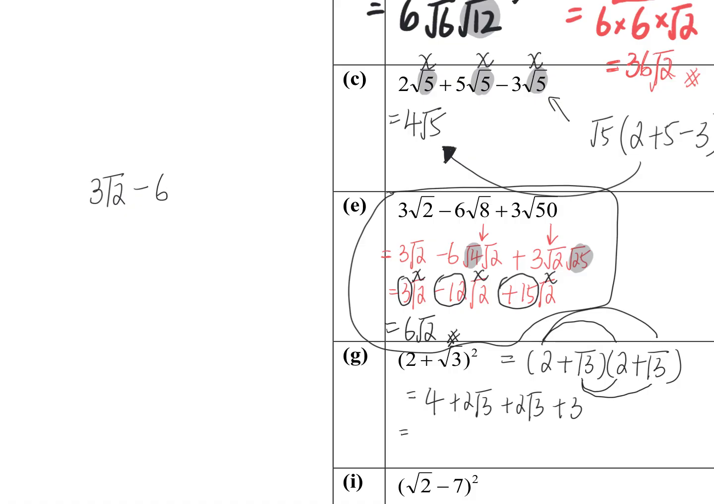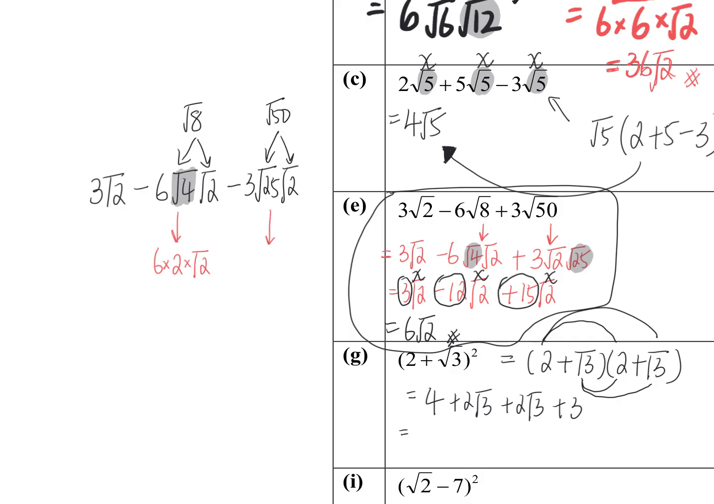Root 8, I can simplify into root 4 times root 2, correct? So this is from root 8. This 50, I can split it into 25 times 2. So this is from root 50. But if you calculate, root 4 is just a 2 in your calculator, and root 25 is just a 5. So if you simplify, you get 6.